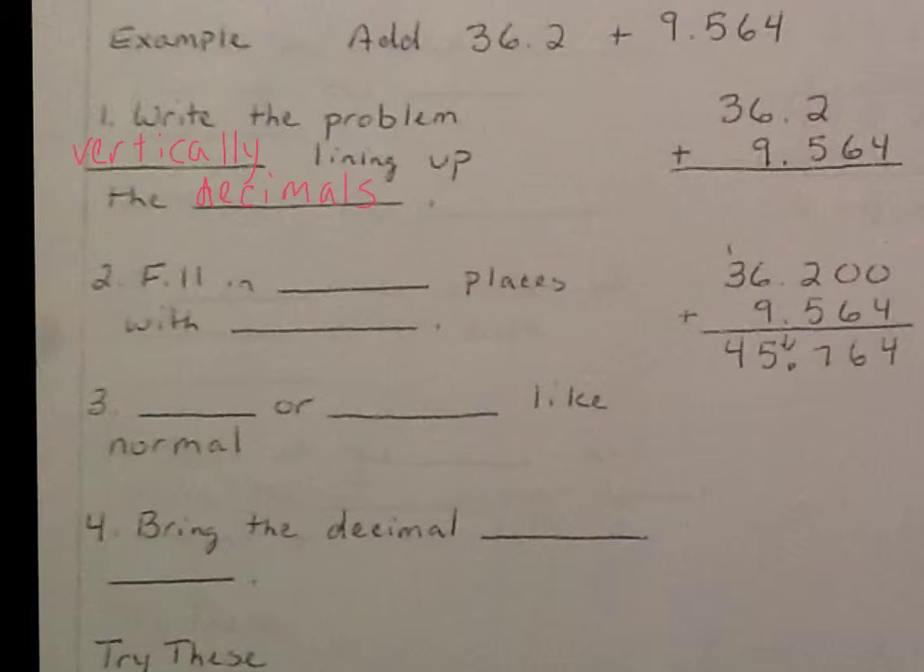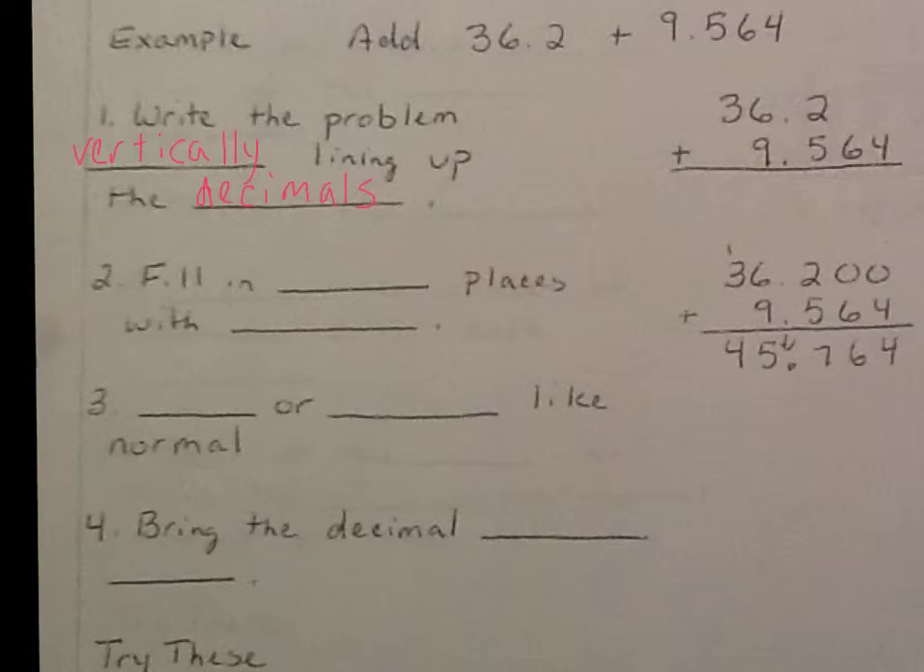Okay, so if you look at the example here, vertically, so I got one on top of the other, and I have the decimals lined up right on top of each other. Okay, you don't line them up at the ends on the last number. No, for adding and subtracting, you line them up by the decimal.